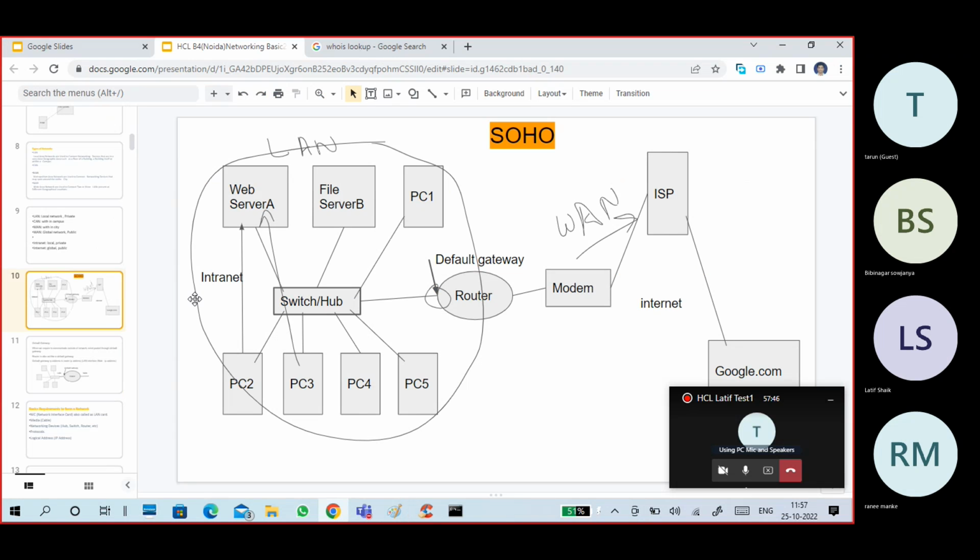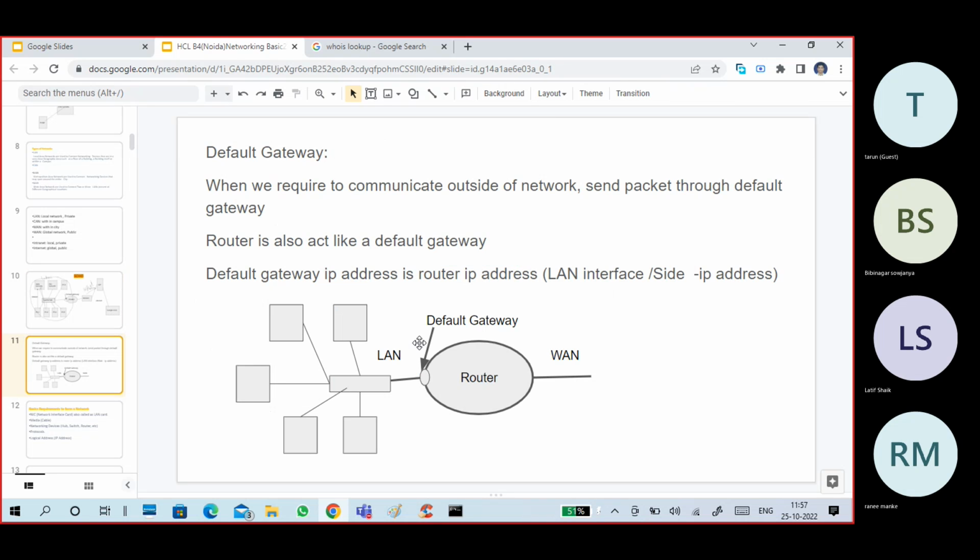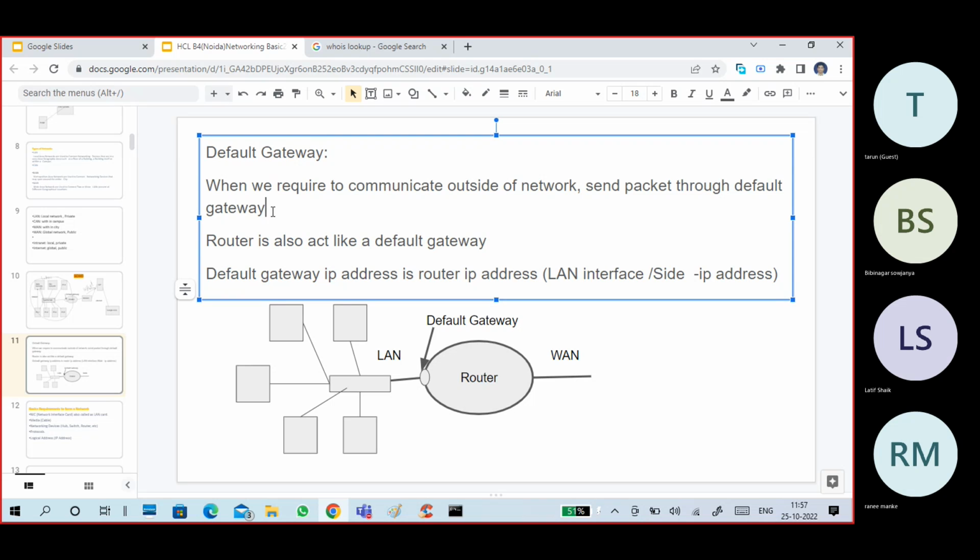I'm in the local network. When I want to communicate to google.com, facebook.com, savantis.com, microsoft.com, I always have to go through this router only, like this, through a default gateway. What is a default gateway? When we need to communicate outside of the network, we send packets through the default gateway only.